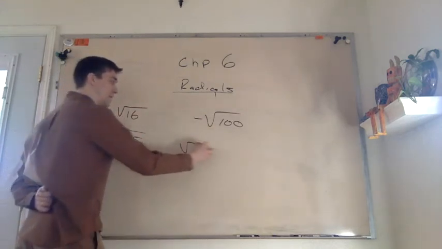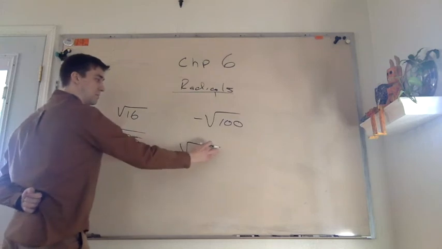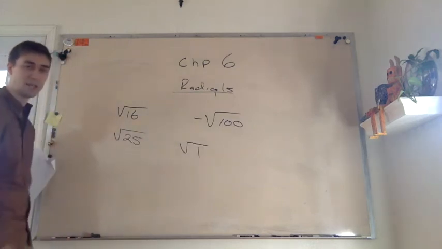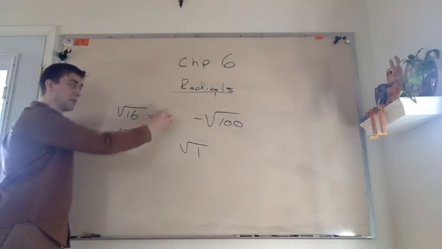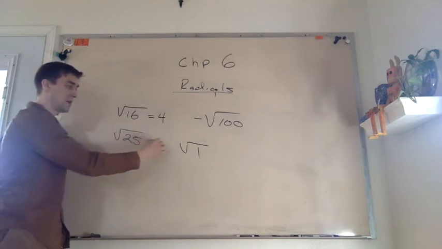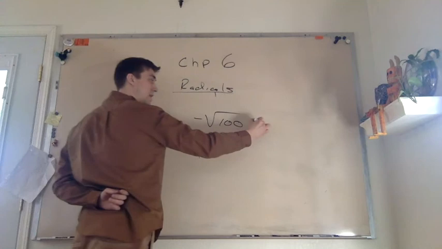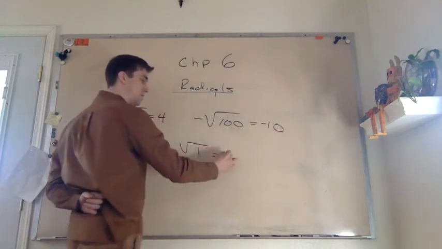Maybe try something like this, and just kind of get used to working with these symbols. So this right here is positive 4. This right here is positive 5. This right here is negative 10. And this right here is 1.